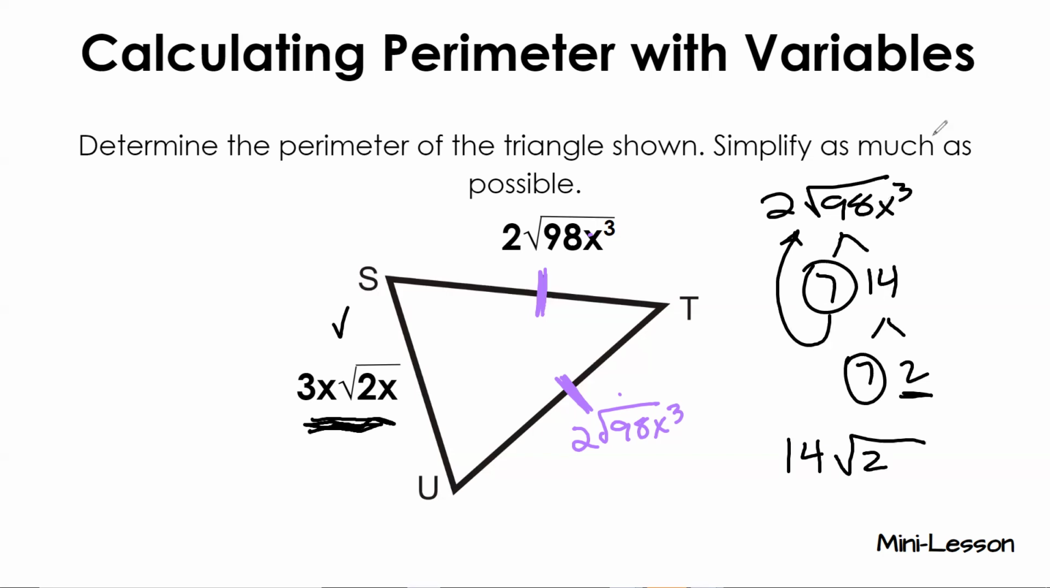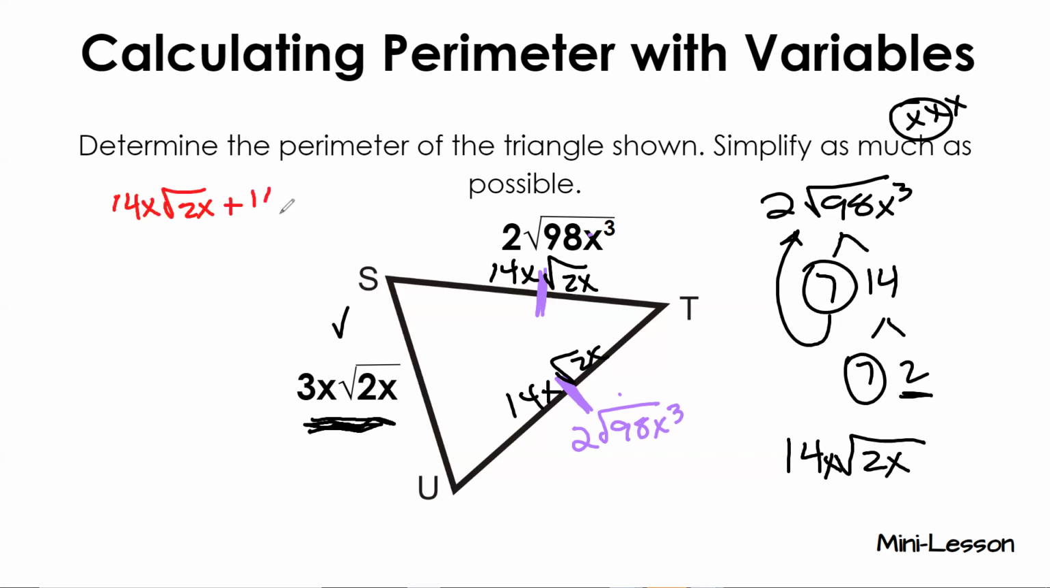Now, x cubed, I have 3 x's. How many groups am I going to have? 1 with how many left over? Okay, so this guy is going to be 14x square root of 2x, and this guy is going to be 14x square root of 2x. So we're going to put it all together, and that's going to give me 14x square root of 2x plus 14x square root of 2x plus 3x square root of 2x.